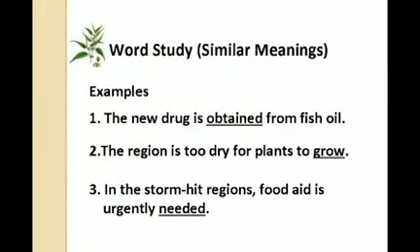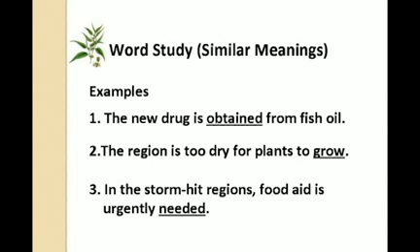I will show you some example sentences to let you understand well. The first sentence is, the new thread is obtained from fish oil. You have to substitute the word obtained with another word which is similar in meaning. What you have learned is obtained, derived. So, derived is the answer for this question.